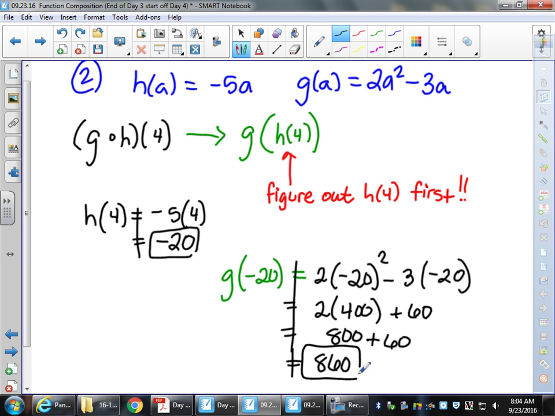So when we have a numerical input here, when we actually have a number, 4, 2, -8, 7, the strategy changes. Work from inside first because you can actually figure out what this is.